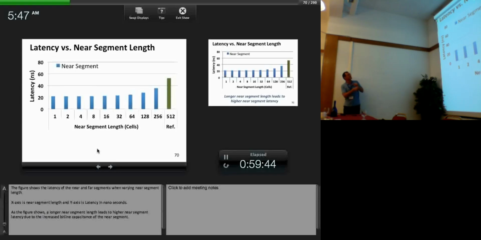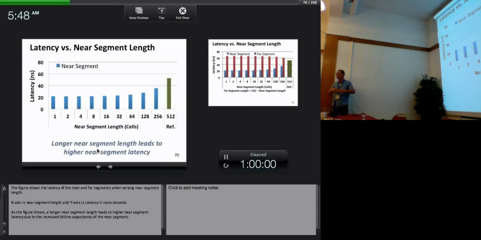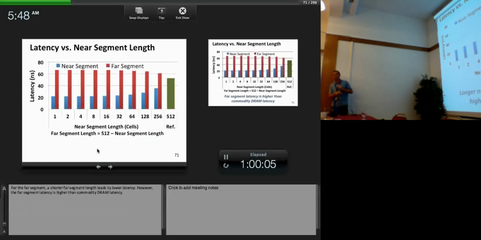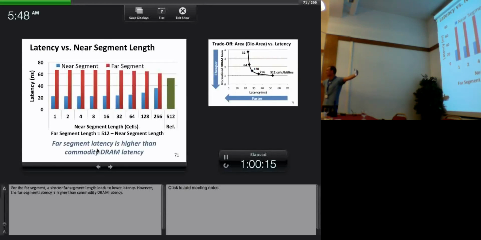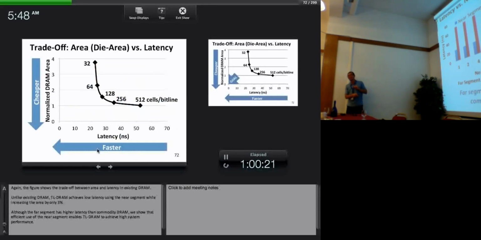Okay, so how does latency actually vary with the near segment length? As you increase the near segment length from 1 cell to 256 cells, this is what happens to the latency of the near segment. It basically stays reasonably constant up to 32 cells. So you have an initial latency penalty that you pay. Basically, a longer near segment leads to higher near segment latency. And this is the far segment latency. As you increase the size of the near segment, far segment latency actually doesn't reduce that much because you pay the cost of the long bit line. Right? Okay, but it's always higher than the commodity DRAM.